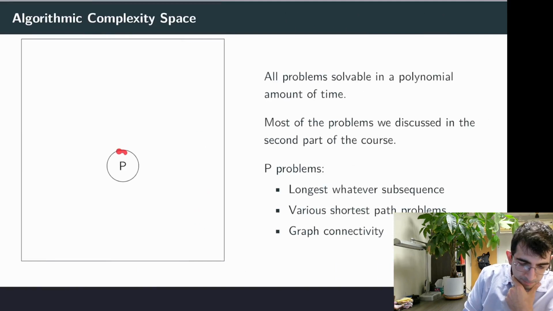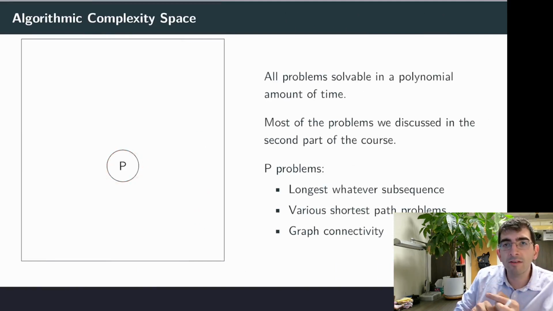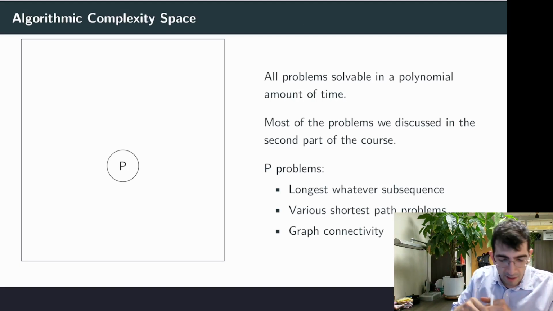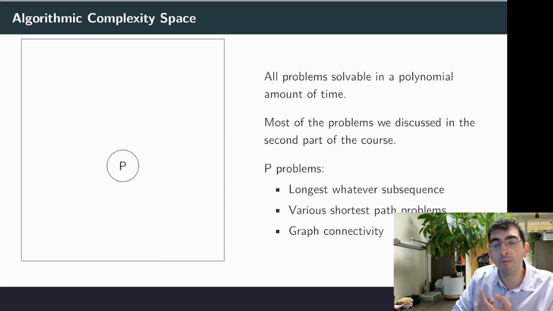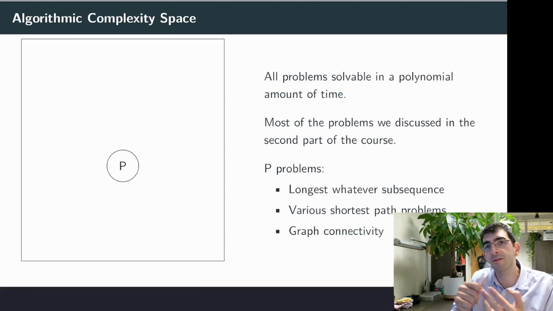This P right here is the problems that we discussed in the second portion of the course. So this is dynamic programming. This is shortest path algorithms. This is strongly connected components. This is all the problems that we looked at that we could solve in polynomial time. That was all the problems that had efficient solutions.